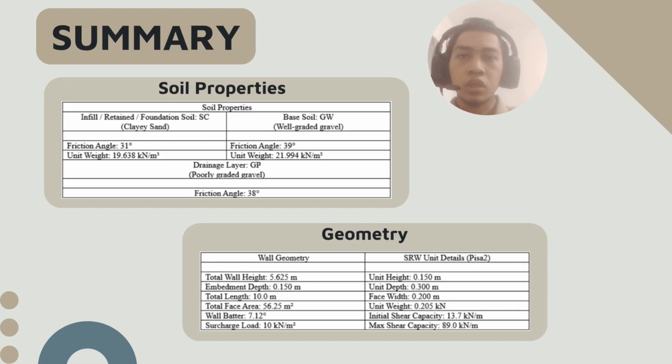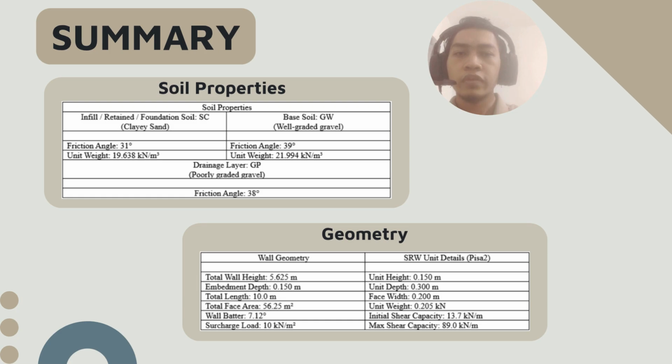So this is our summary for design project. First, for foundation soil, we use clayey sand, and then for our base soil we use well graded gravel, and for our drainage layer we use poorly graded gravel.